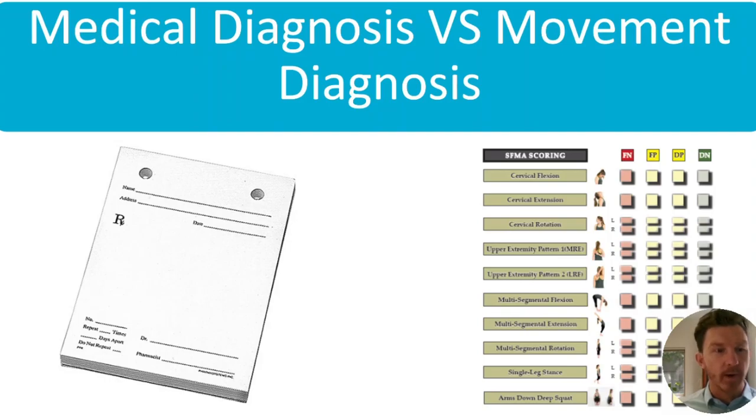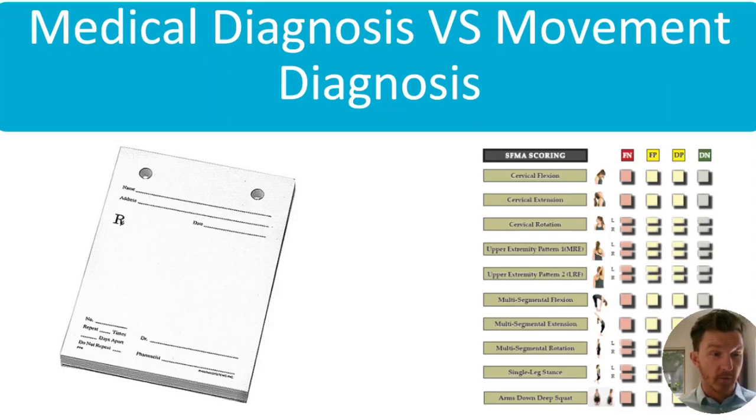So if you go to your chiropractor, your physical therapist, your medical doctor, they're often going to give you a medical diagnosis. They're going to do the orthopedic tests and neurological tests. They might do some imaging, and they're going to come up with a medical diagnosis. So the SFMA is very different than a medical diagnosis.